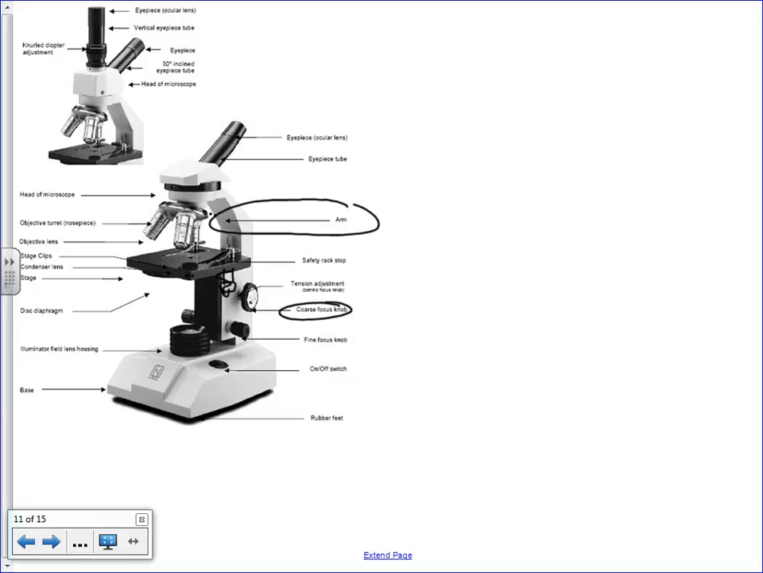And that's where, of course, the objective lenses are: high, low, and scanning power. Okay, we've got our eyepiece tube, or ocular tube, it's sometimes called, and our eyepiece. That's our last lens, or our ocular lens, because it's the one that's right next to your eye. It magnifies an additional 10 times. That's usually the one you need to clean.